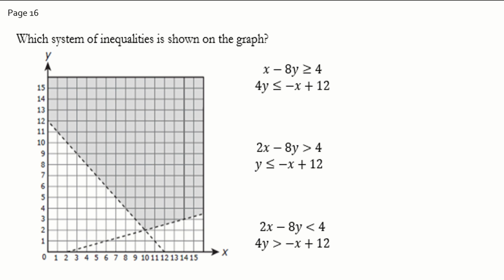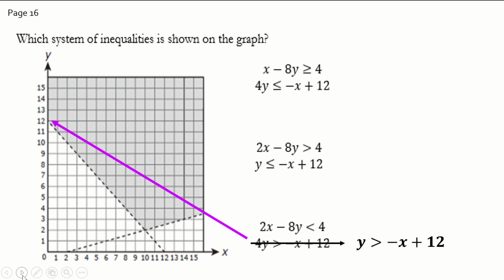Algebra 1 EOC STAAR Review, Category 3, System of Inequalities on page 16. Which system of inequalities is shown on the graph? So we're given a system of inequalities graph, and we are to choose which option of inequalities matches the graph. We need to make one slight change on the very last inequality. That should just read y values greater than negative x plus 12.